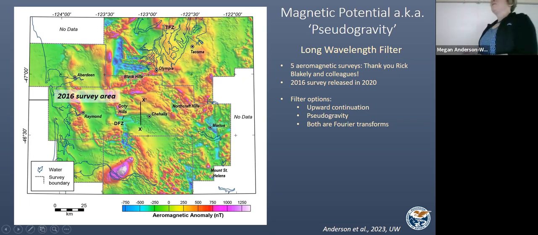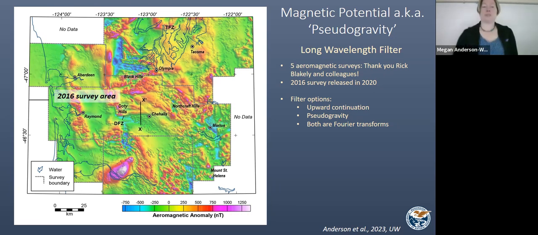And so you really don't see the long wavelength feature. So we really need to apply a filter in order to pull that away from the near surface features. Two options are something called upward continuation, which I'm not going to talk about, and a transformation called pseudogravity. We chose pseudogravity because I think it works better to show off anomalies from deeper features. Both are Fourier transforms. You transform the data and apply the filter in the Fourier space.